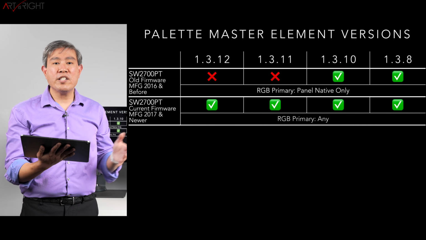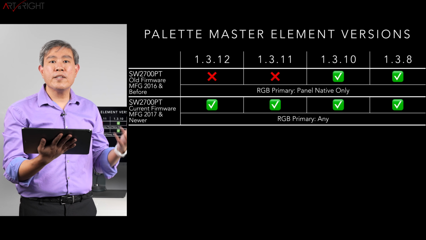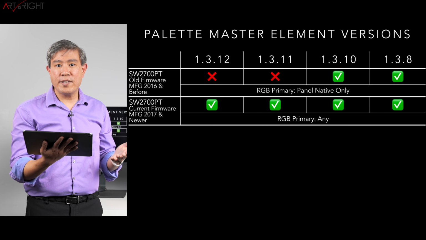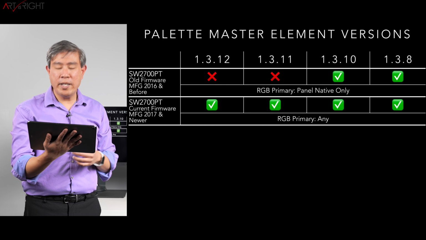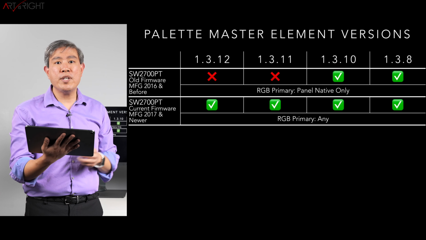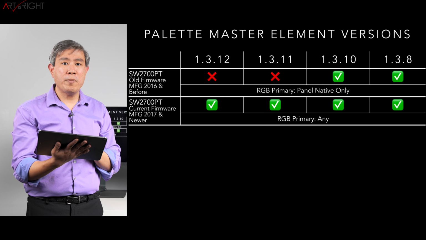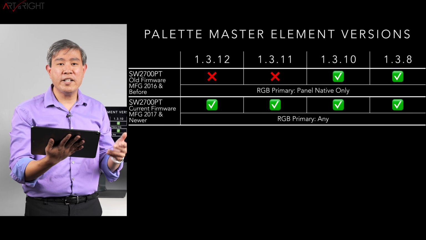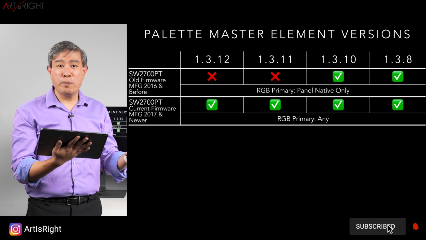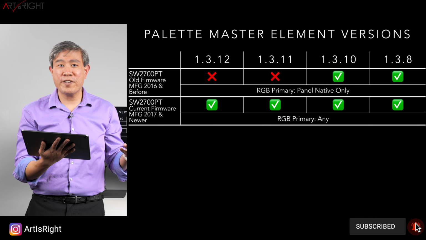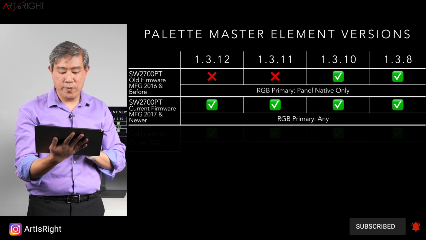If you have the SW2700PT with the new firmware, or the current firmware, this is the one with the manufacture date of 2017 and after. It's compatible with all of these versions of Palette Master Element, and it also can be calibrated using any RGB primary. And if you're wondering, the reason why I don't include 1.3.9 is because there is a major bug in that version that caused the LUT being written to the display not to be written completely, and it has a lot of weird adverse effects. So that's the reason why I'm not including that version in any of my slides.